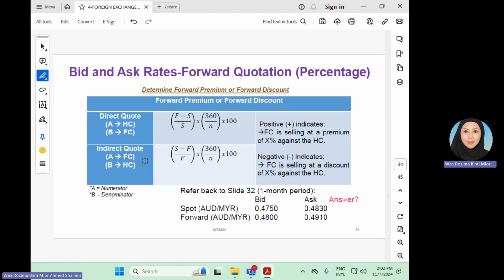Okay, so first of all, which formula should we choose? First one or second one? Second one, am I right? Because as I said, look from the perspective of Malaysian ringgit, which is assumed as our home currency, and it's quoted as the denominator, so indirect quote, so use spot minus forward divided by forward. Now you have bid price and ask price, just use bid. Use bid prices for spot and also forward.